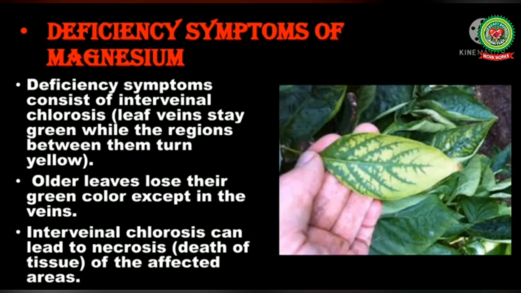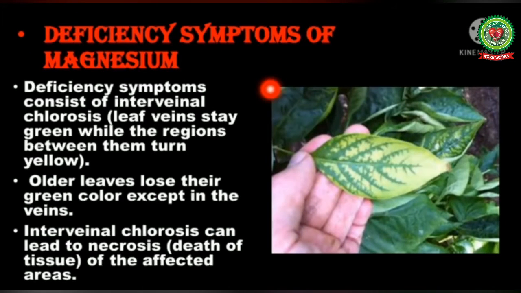Deficiency symptoms consist of interveinal chlorosis, that is, the leaf vein stays green while the region between them turns yellow. Older leaves lose their green color except in veins. Interveinal chlorosis can lead to necrosis of the affected area, that is, death of the affected area.